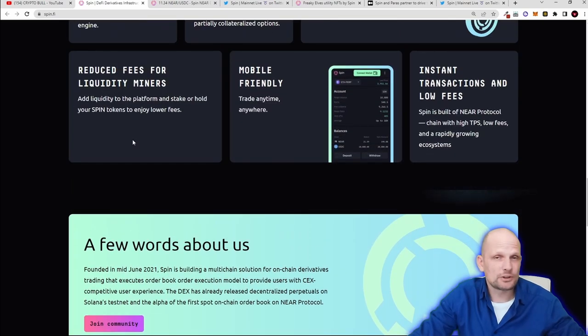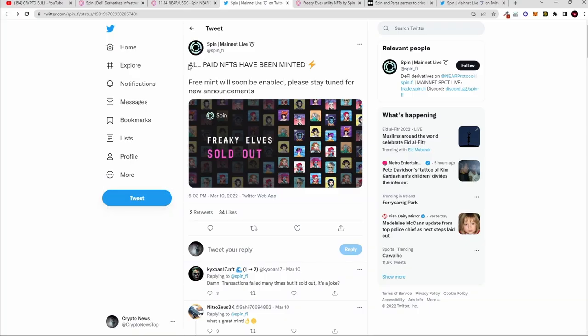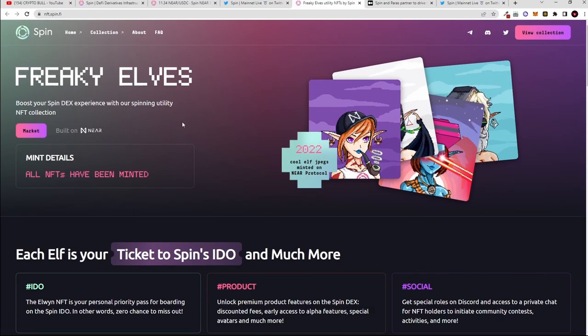But one more important thing which I wanted to mention is, guys, that they have also launched their NFTs. However, you will not be able to buy them because those NFTs were sold out straight away when they were launched. If we visit their Twitter here, also from this article, all paid NFTs have been minted. This means that they have been sold out straight away, guys. And to find out more information, you can find it here, like Freaky Elves. These were those NFTs which they minted, which they sold out straight away.